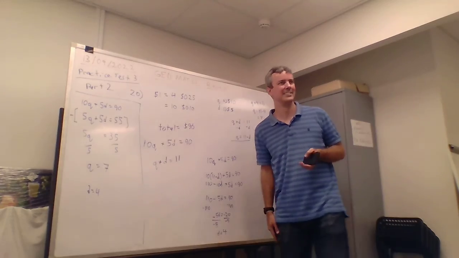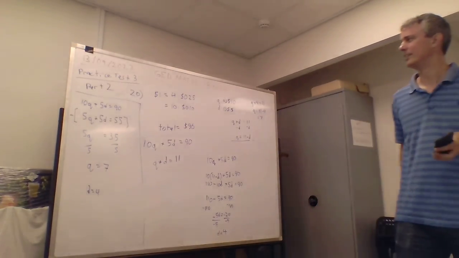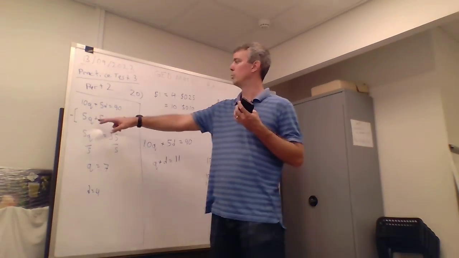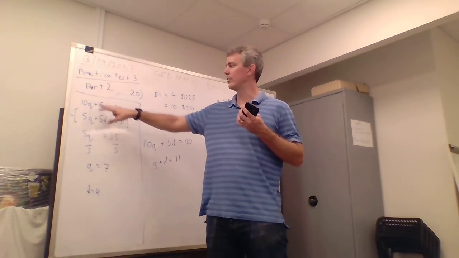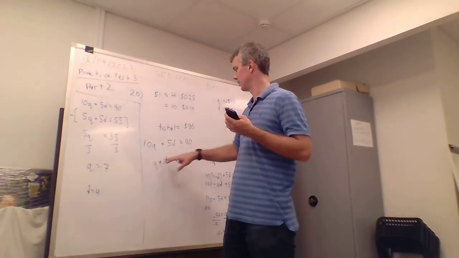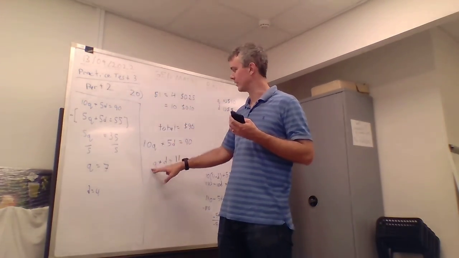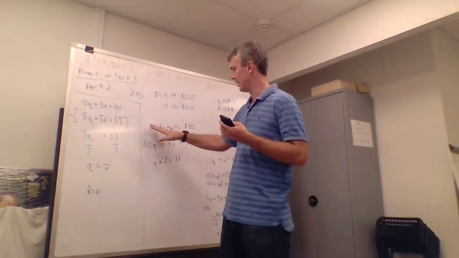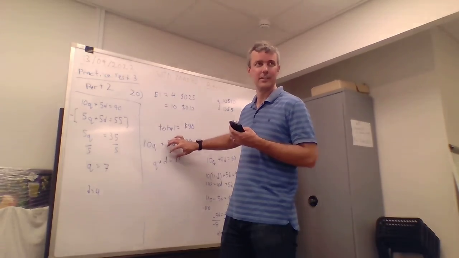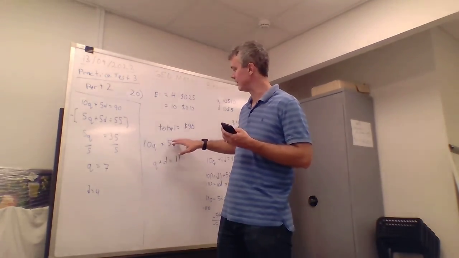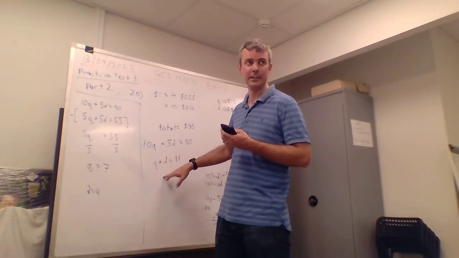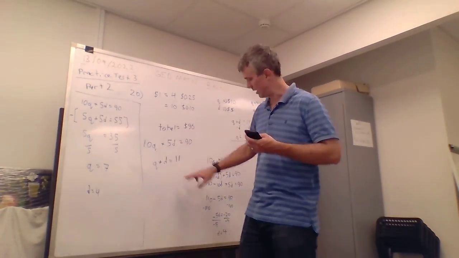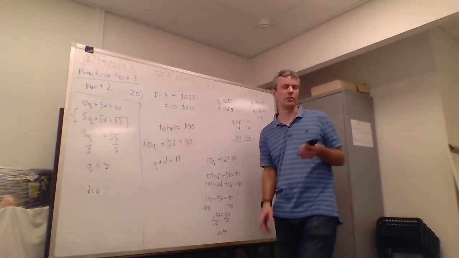10Q plus 5D. I did this one to do the D's, but if I wanted to do the Q's, I'd multiply this one by 10. Then I'd have 10Q plus 10D equals 110. Then I subtract it from here, and the Q's go away, and I'm left with the D's. I'd have 10D and 5D, so I'm subtracting, so it'd be negative 5D. I'm subtracting 110, so 90 becomes negative 20. I'm getting D.